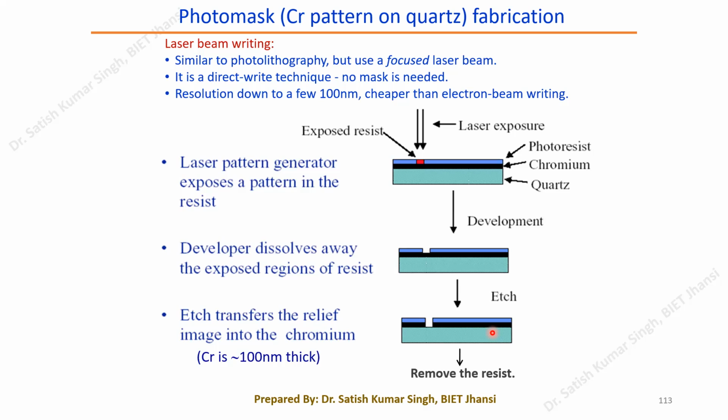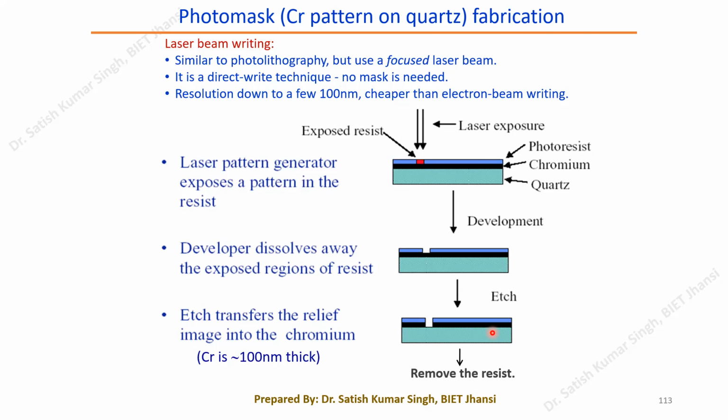You can think of it this way: because we need to miniaturize our circuits, we have to have a very small feature size. To have this small feature size, we need to go for e-beam photomask fabrication.